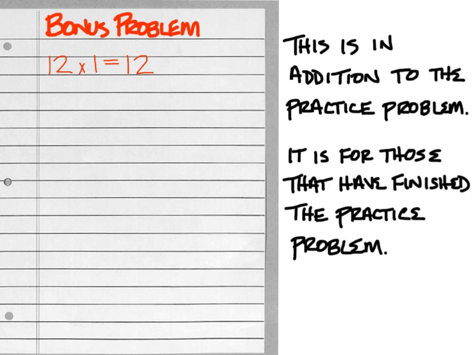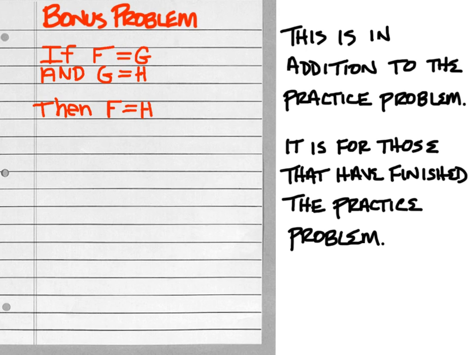This is the identity property of multiplication. It's letter H. We just get 12 times 1 is 12, and that is equal to 12. Okay, this one is letter E on your handout. It's just different variables. If F is equal to G and G is equal to H, then F is equal to H.